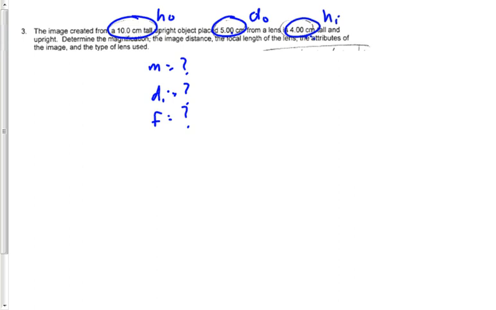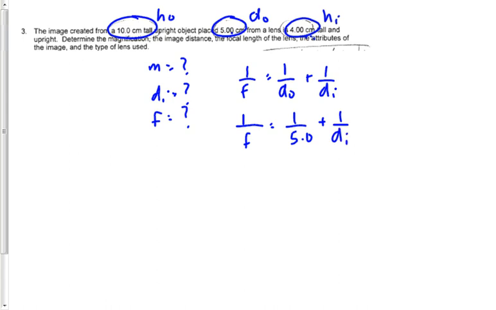Okay, not sure which equation to start off with. I'm going to start off with this one. Although there's no real good reason why we start off with this one as opposed to the other one. 1 over f is equal to 1 over 5.0 plus, oh, we don't know that, do we? Okay, I guess I picked the wrong one to start with. That's okay. Let's go back to the other one.